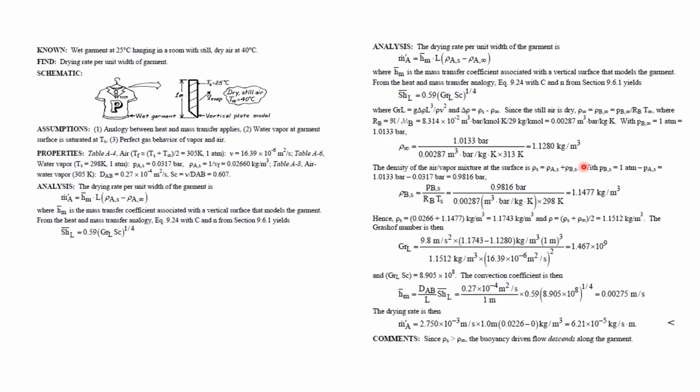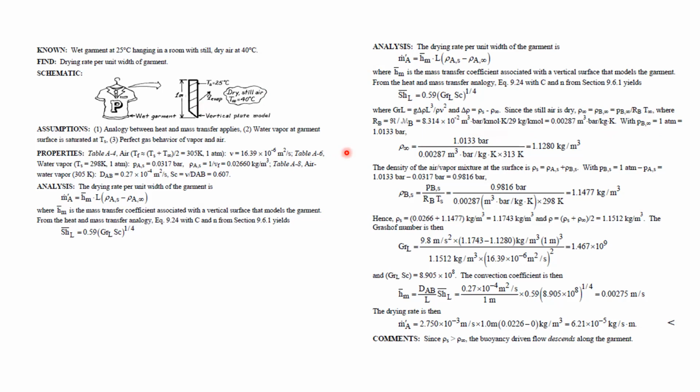So the still air is dry. So rho infinity, which is the surrounding air humidity, is equal to rho B. B stands for the still air condition. So that is actually, it is mentioned as the outside air is dry. So rho B infinity equals P B infinity by R B into T infinity. So R B value we can determine. So P B infinity is 1 atmosphere and rho infinity is also given. So from that we will be determining the density of the air. So that value would come to be 1.1280 kg per meter cubed.